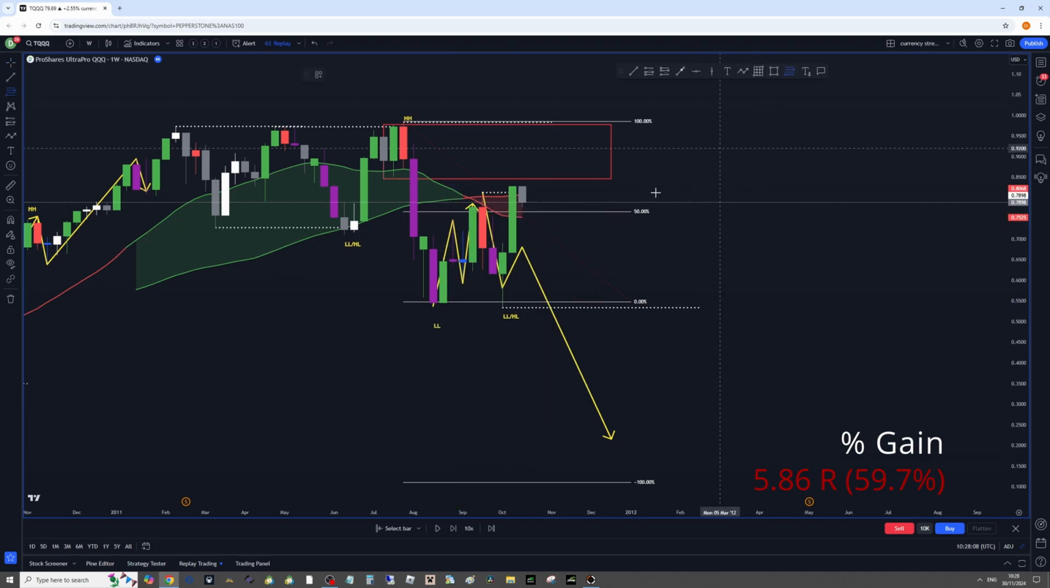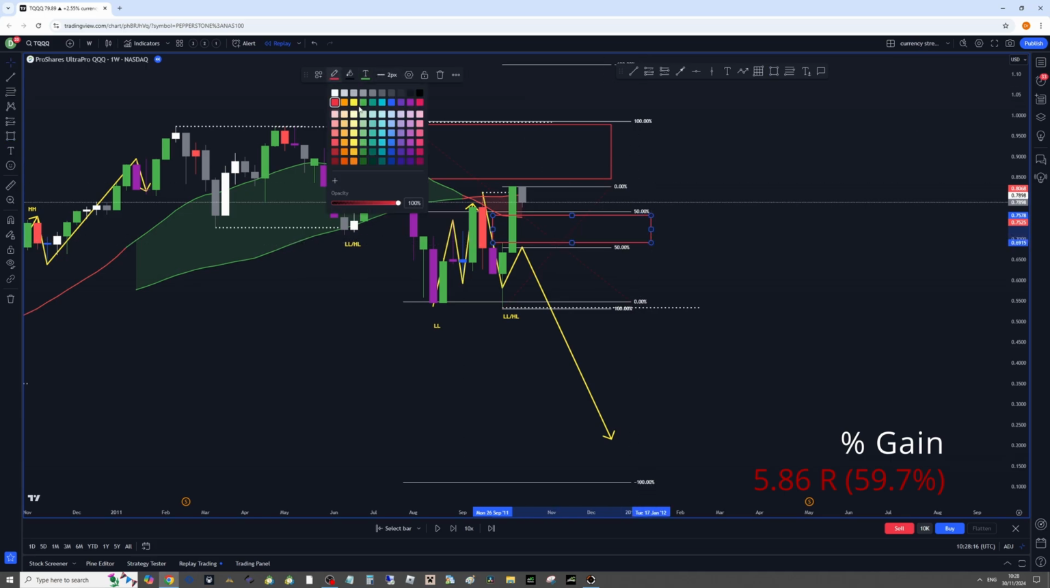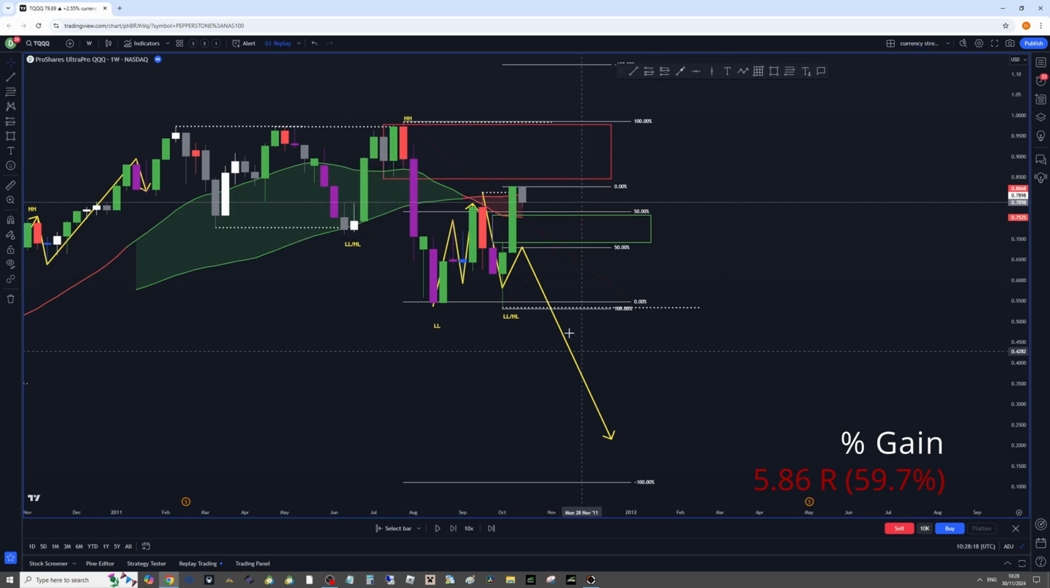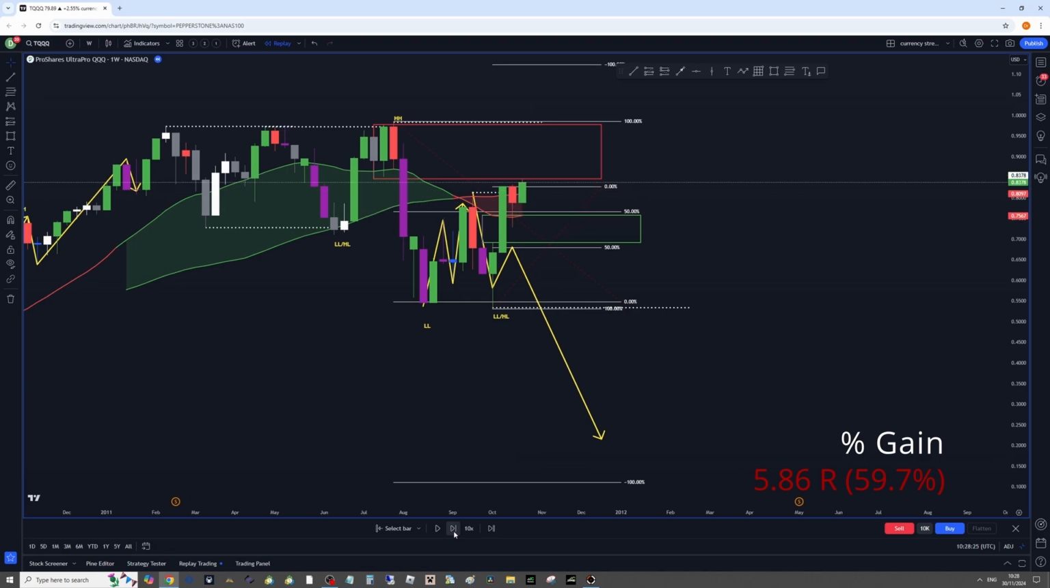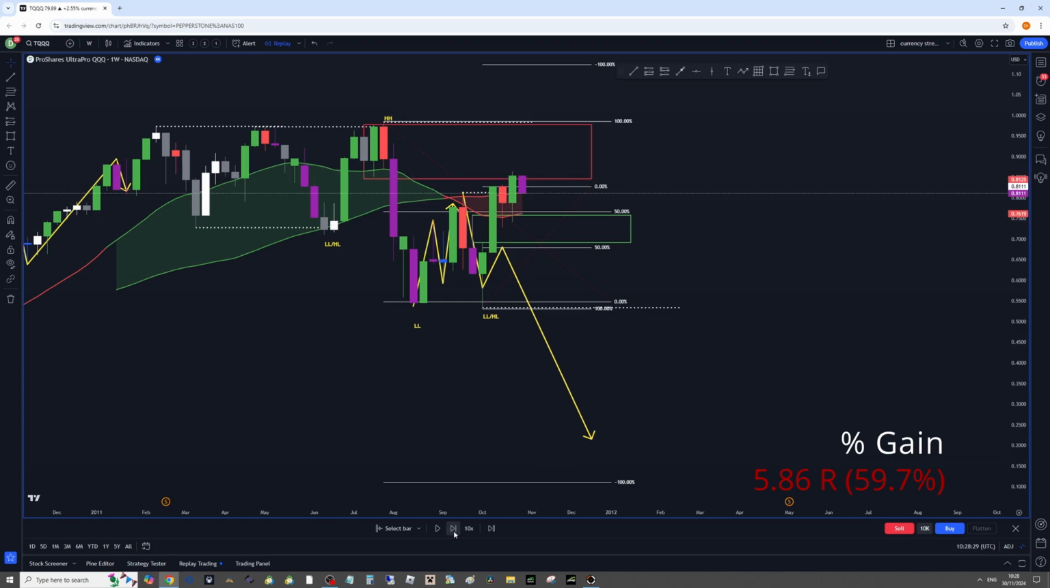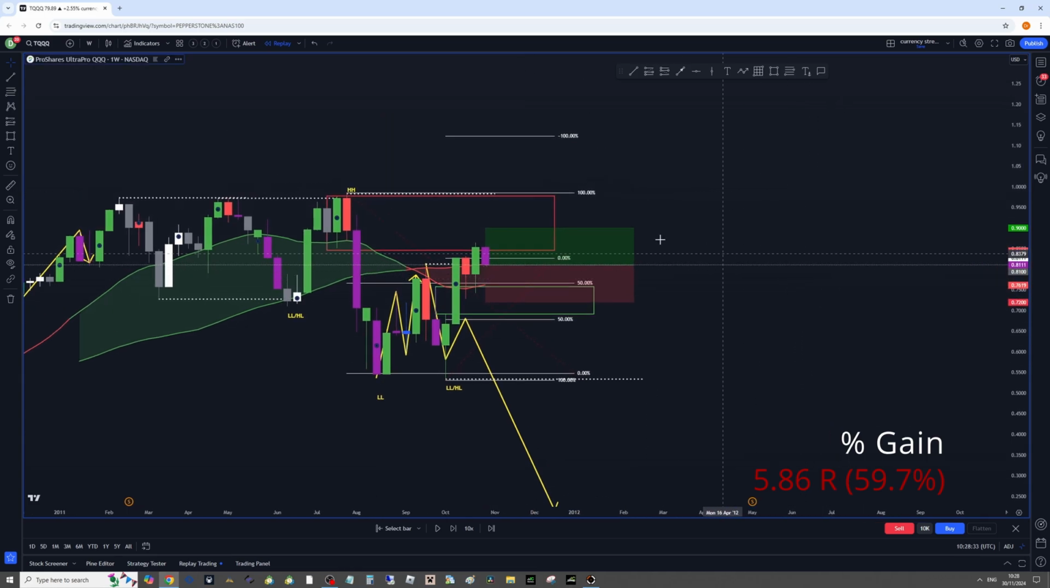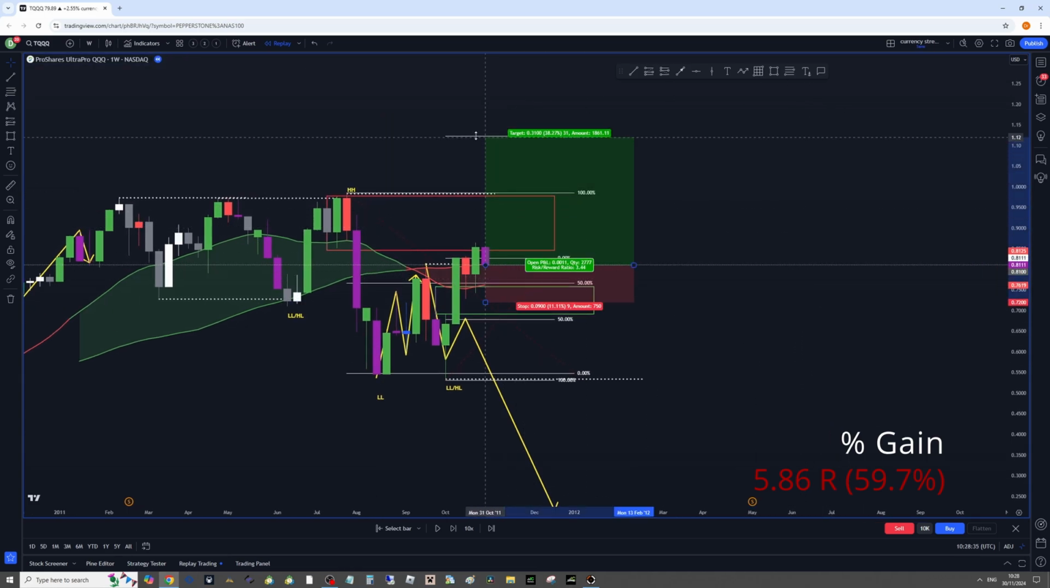Okay, so now we can look for a 50% pullback of this leg. Price is likely to come within this zone here. I'm going to put this in green for our zones, and we'll look for an entry. So price has come down, you see, and I'm just going to fast forward a little bit. Okay, cool. So we're going to enter right there, stop loss there, and we're going to target 3.44 here.